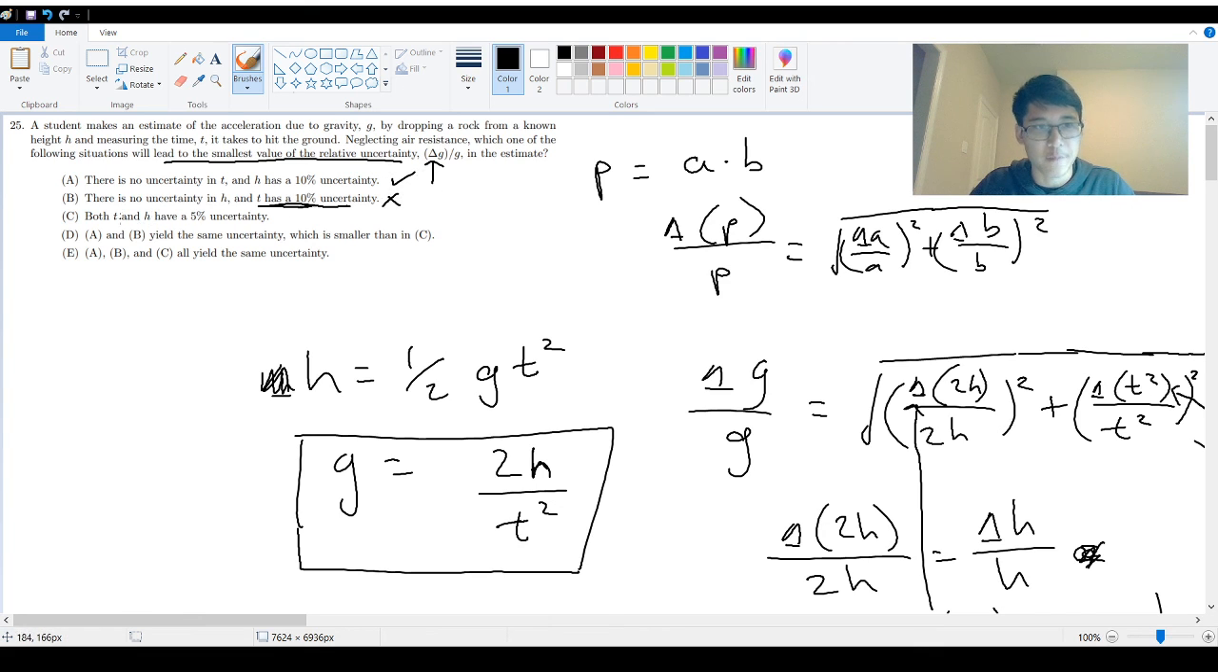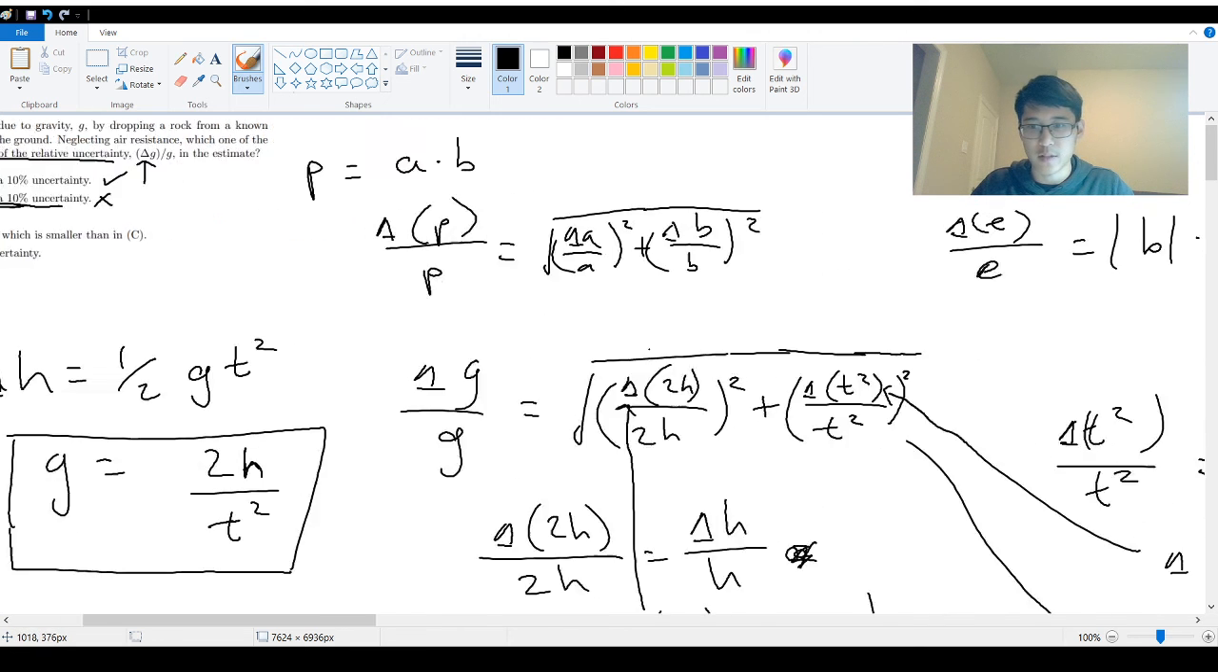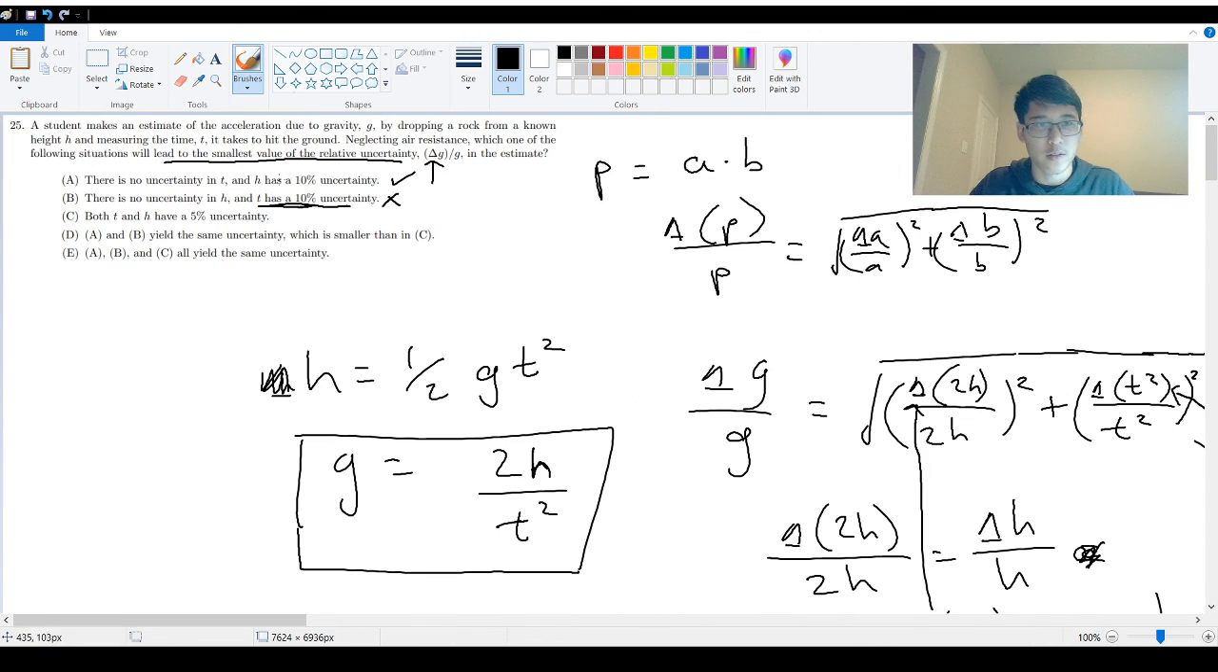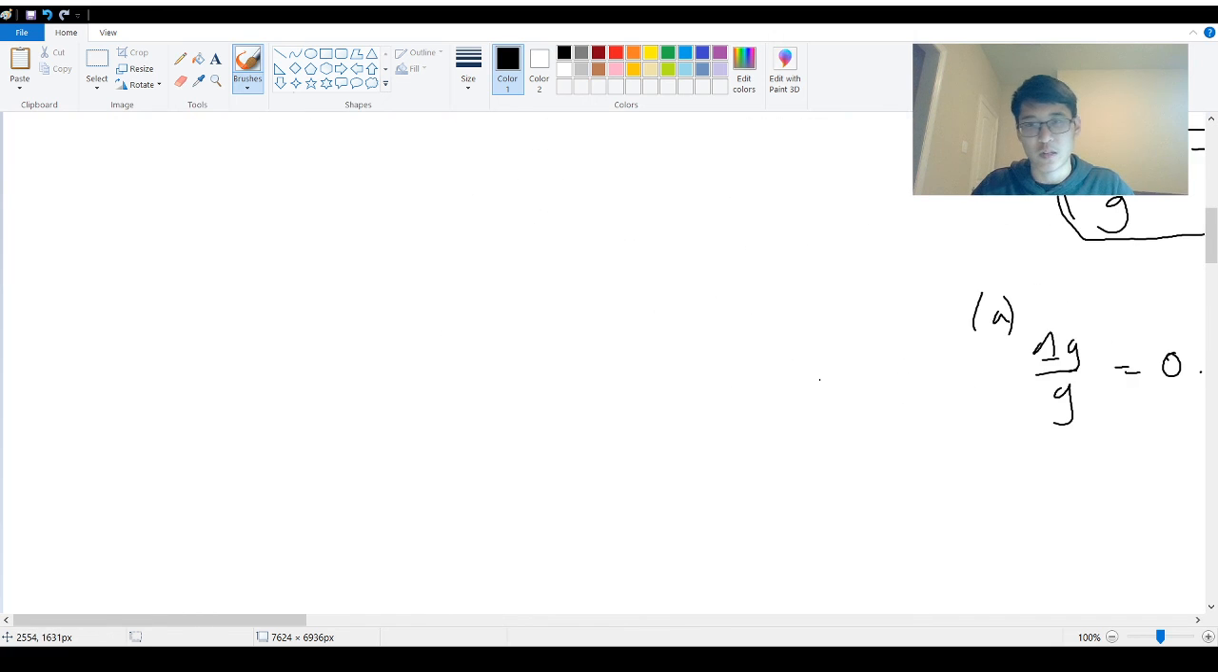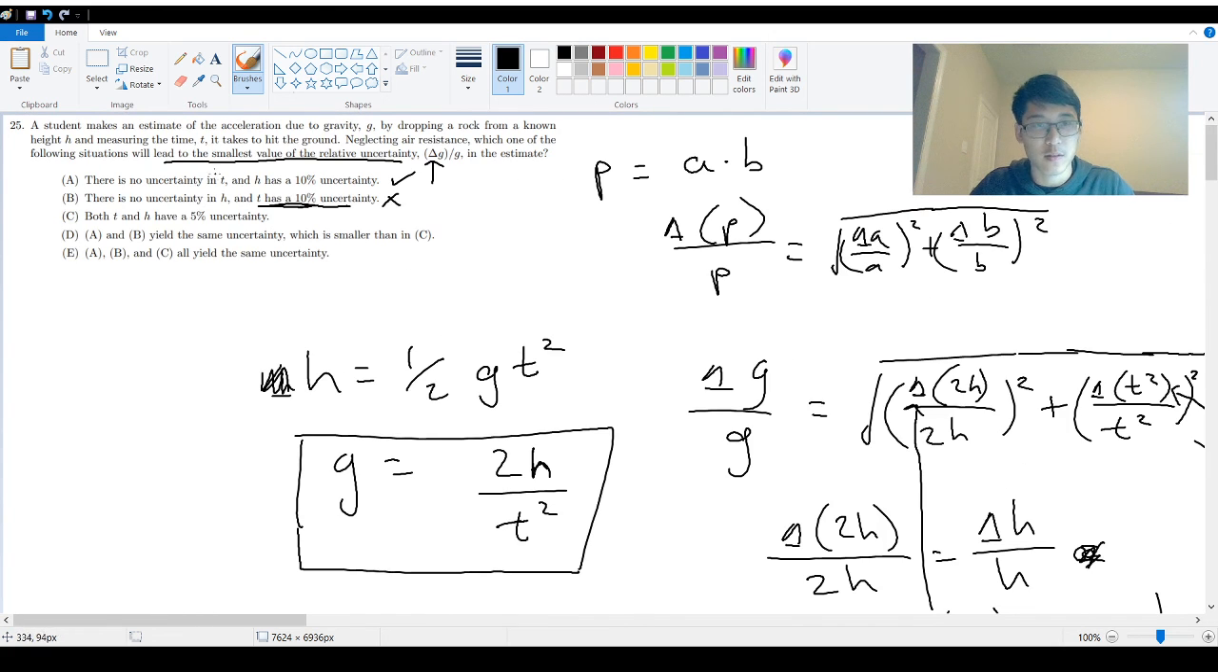And you can also show yourself that if both t and h have a 5% uncertainty, it will also be a larger uncertainty than where there's no uncertainty in t. Basically, because any uncertainty in t is multiplied by 2, we want to have the least amount of uncertainty in t as possible. So this is wrong, and these are also wrong. So that means that the answer is A.